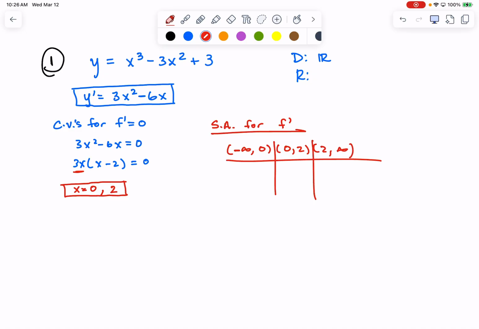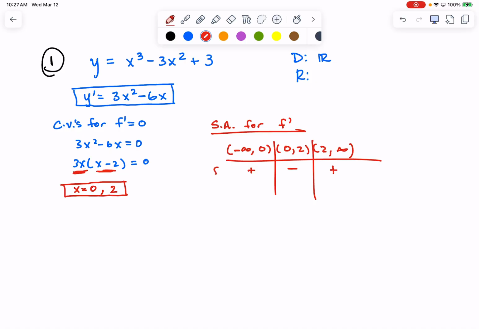All right, Blake, test it for me. Okay, so plug 1 into the first derivative, which is 3 times x, 3 minus 6, so it's negative. Okay, I kind of followed you. That'd be positive, that'd be negative, positive, yeah, negative, okay, gotcha. All right, positive.